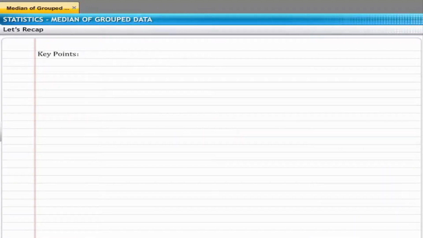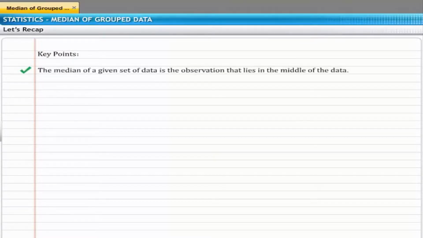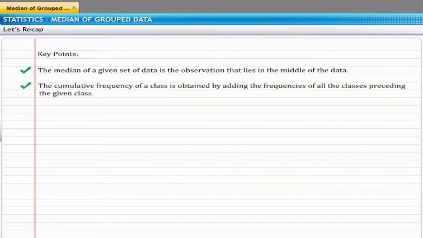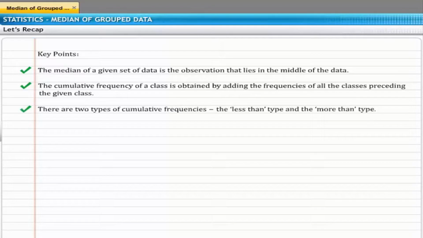You have reached the end of this section. Before moving on to the next section, let's recap the key points covered. The median of a given set of data is the observation that lies in the middle of the data. The cumulative frequency of a class is obtained by adding the frequencies of all the classes preceding the given class. There are two types of cumulative frequencies, the less than type and the more than type.